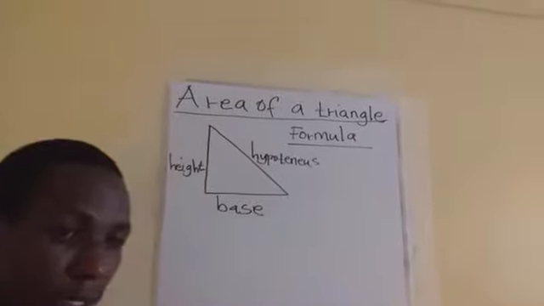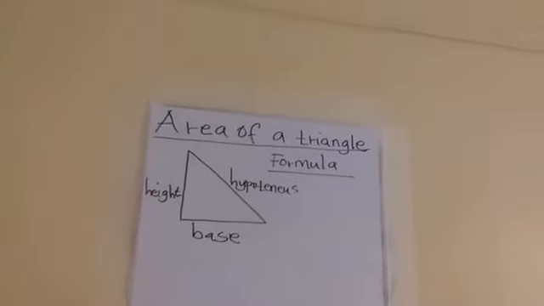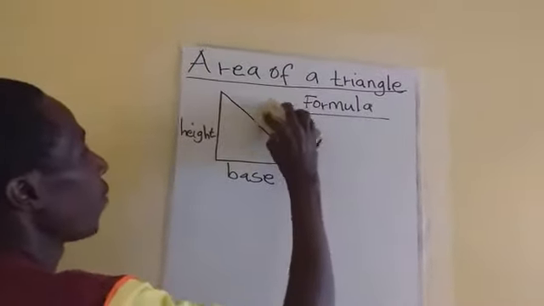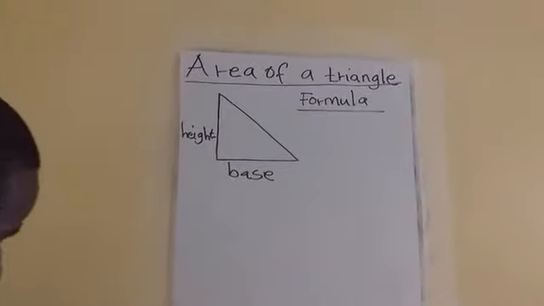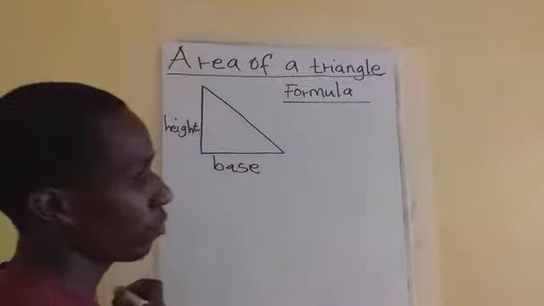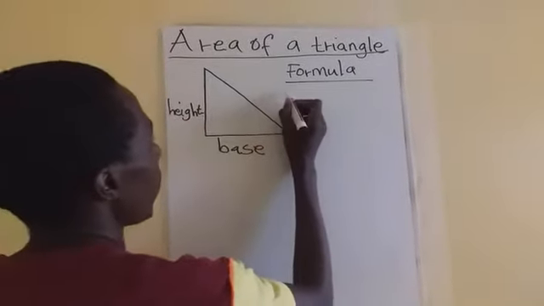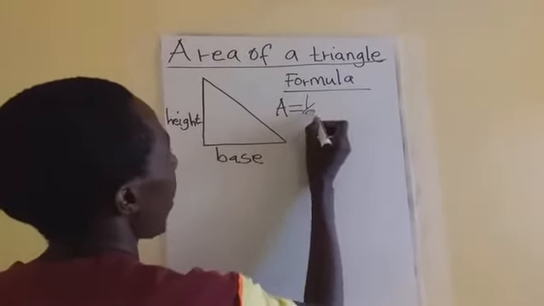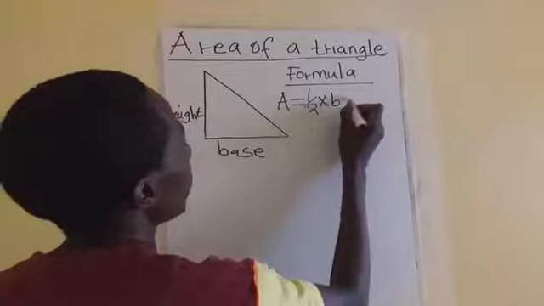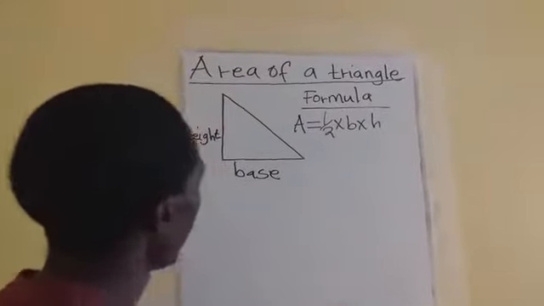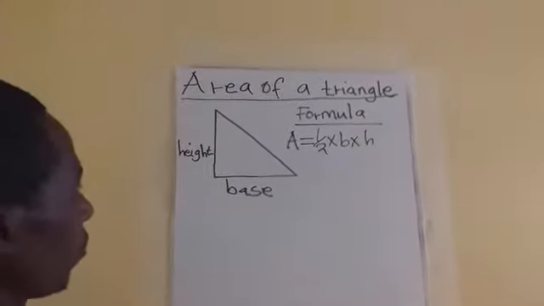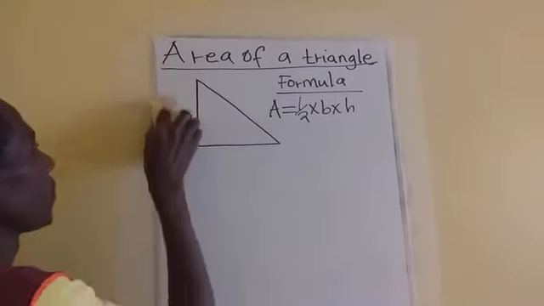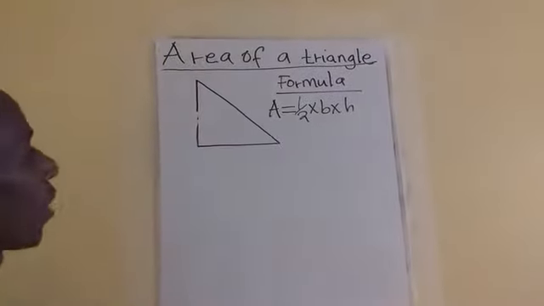Now, in our case, we are going to deal with the base and height. I want us to use a formula which reads: area of a triangle is a half times base times height. Now I want us to put dimensions in this triangle so that we can use it.